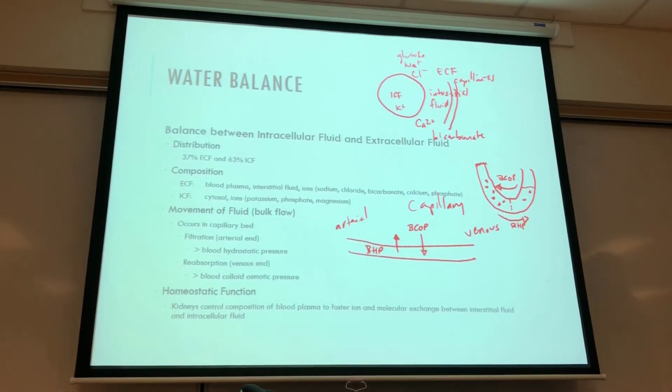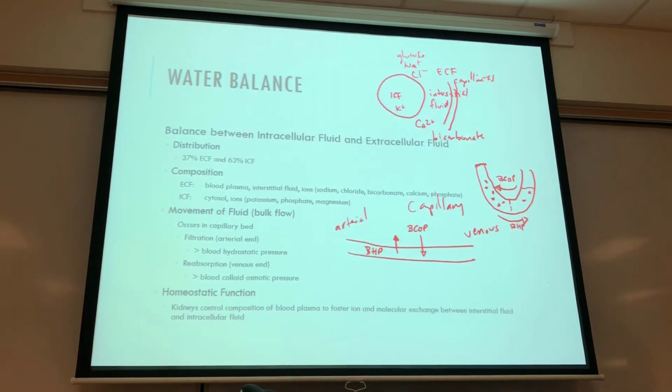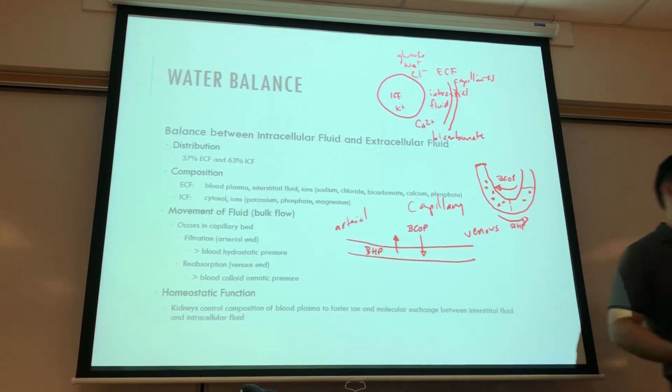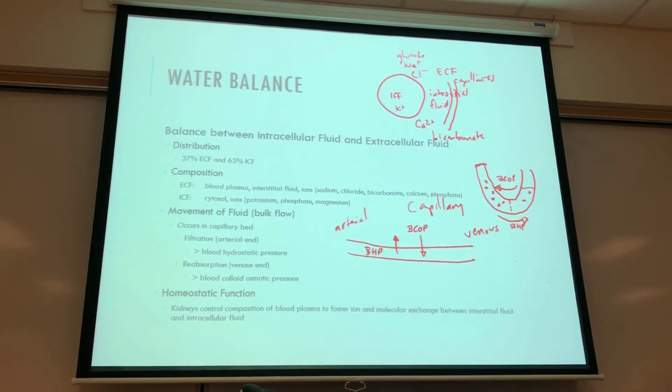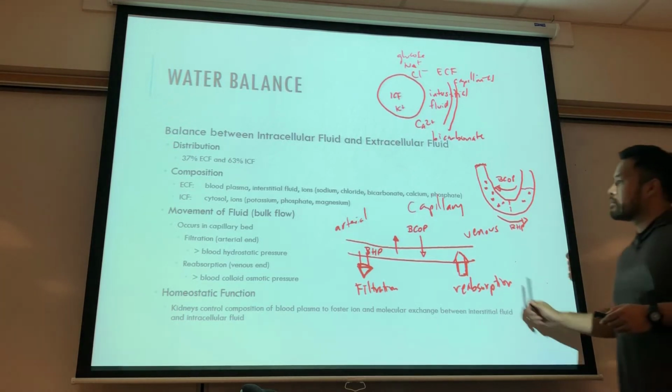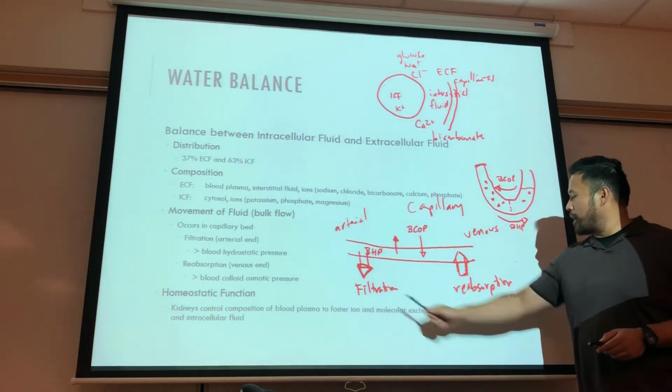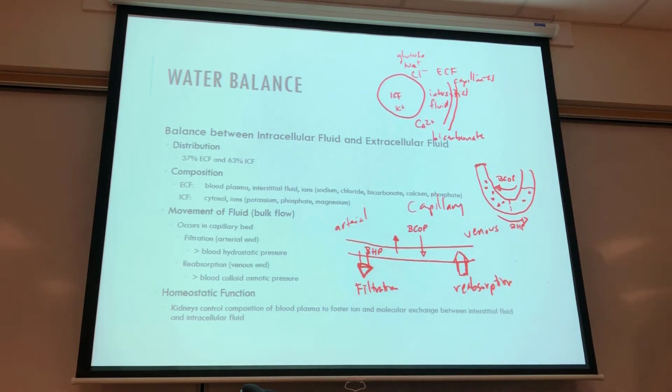Now, accounting for all these pressures, we know that the movement of water, bulk flow, that takes place on the arterial side, due to the higher blood hydrostatic pressure compared to blood colloid osmotic pressure, we're going to get more net filtration pressure taking place on the arterial side, hence filtration. And due to higher colloid osmotic pressure compared to hydrostatic pressure, we're going to get reabsorption. So these pressures that are involved that will result in filtration and reabsorption, the direction of fluid movement, we're going to be able to see in the kidneys.